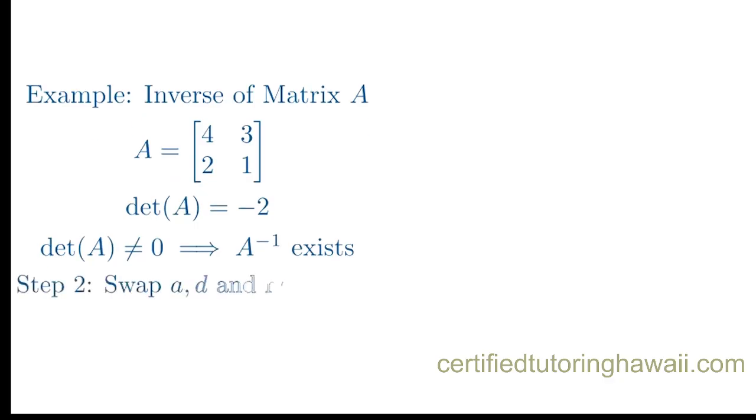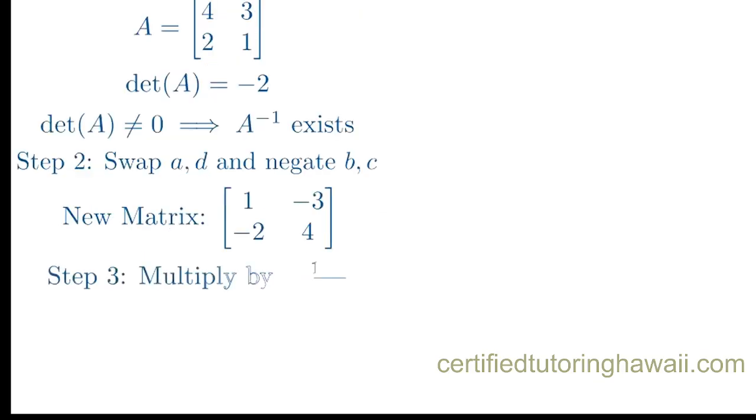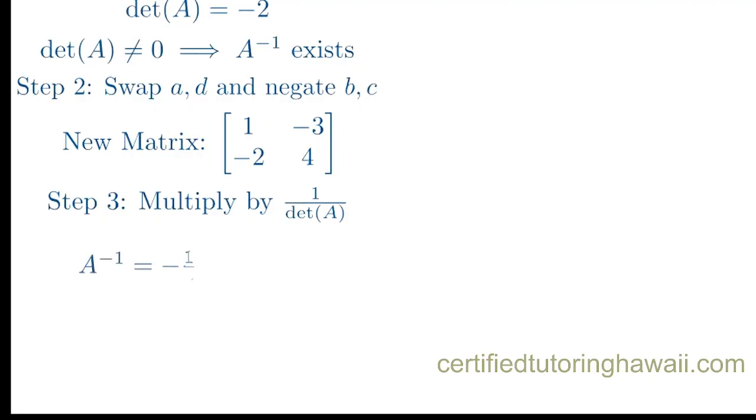Step 2, create the new matrix by swapping A and D and changing the signs of B and C. We swap 4 and 1 to get 1 and 4 on the main diagonal. We change the signs of 3 and 2 to get -3 and -2. Step 3, multiply this new matrix by the reciprocal of the determinant. The reciprocal of -2 is -1/2, so the inverse of A is -1/2 times the matrix 1, -3, -2, 4.